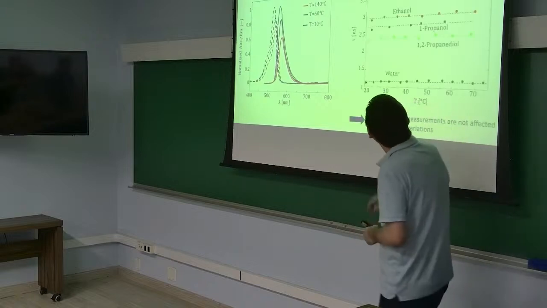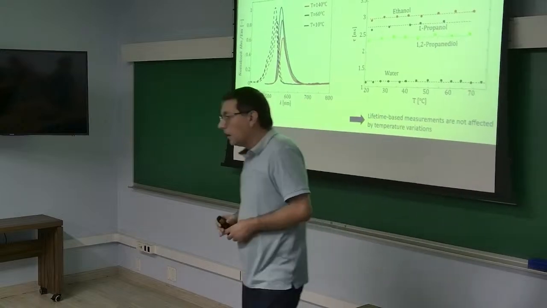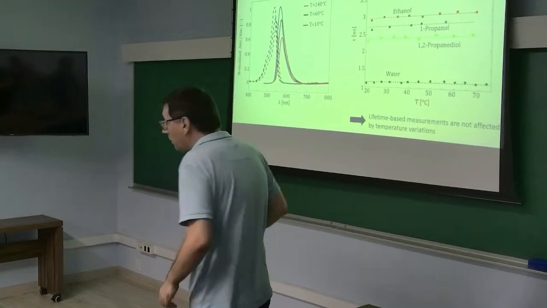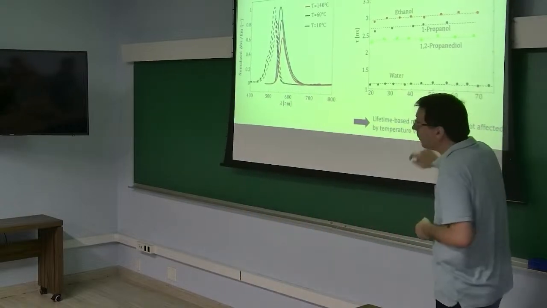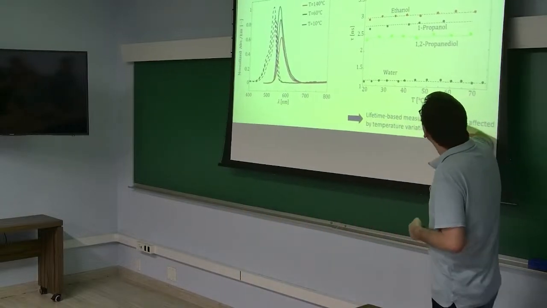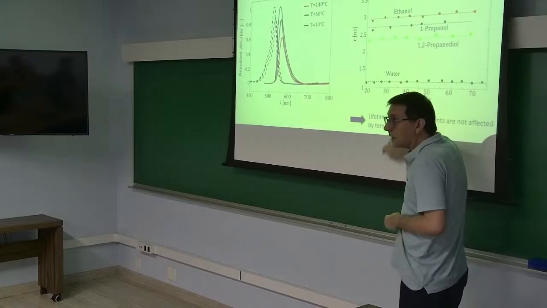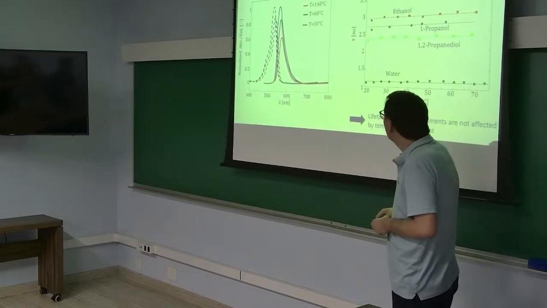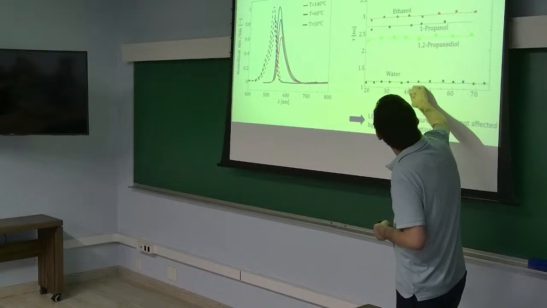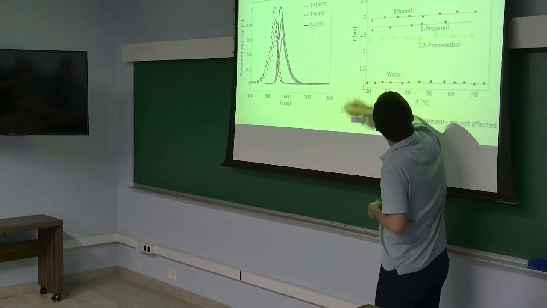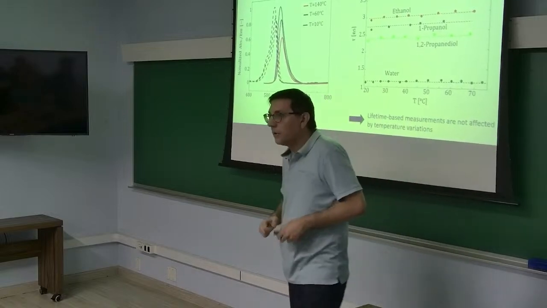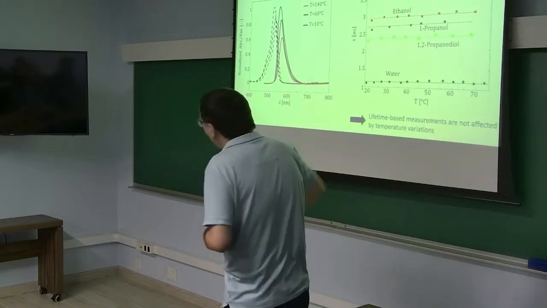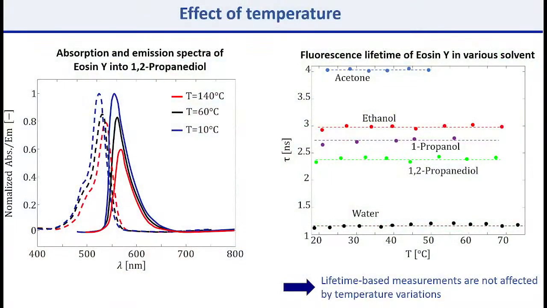But at the same time, if we measure the fluorescence lifetime, we observe that it is not dependent on the temperature and retains this strong dependence on the solvent polarity. So we have lifetimes that are multiplied by 4 between water, which is a highly polar solvent, and acetone, which is a low polar solvent.